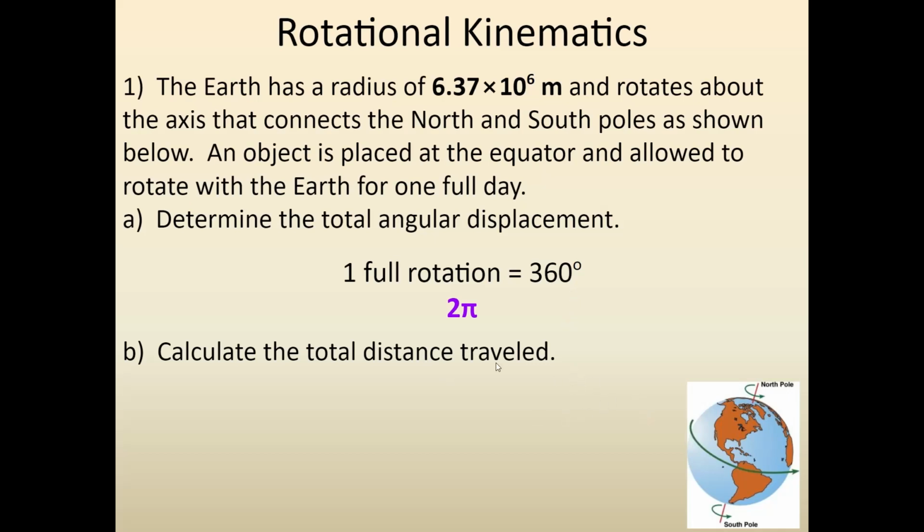Now, to find the total distance, we are going to use that equation. In math, it's called the arc length equation. But we're just going to take this angular displacement, multiply it by the radius, and we end up getting 4 times 10 to the 7 meters. So again, you have rotated with the Earth 2 pi radians, and you have also traveled a physical distance of 4 times 10 to the 7 meters in that one day.